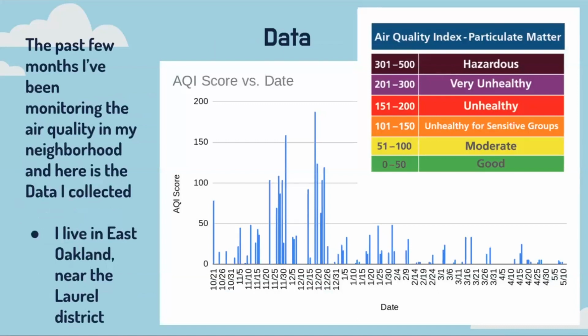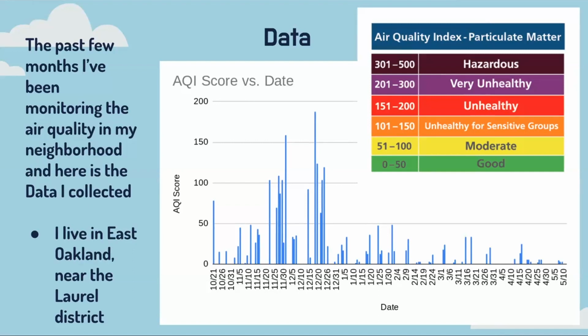So over the past few months, I've been monitoring the air quality in my neighborhood using a website called Purple Air that tracks the level of PM 2.5 in the air. And I live in East Oakland near the Laurel District. And I noticed in the months of November through December, the air quality index levels exceeded the 100 to 150 range, meaning that the air quality is unhealthy according to the air quality index scale. And when it exceeds 150, that means the air quality significantly affects people who have respiratory problems.